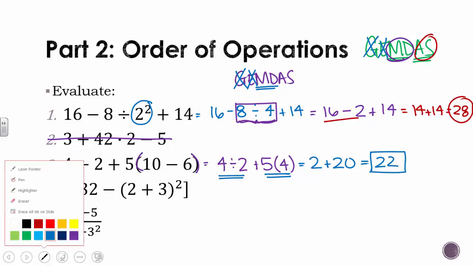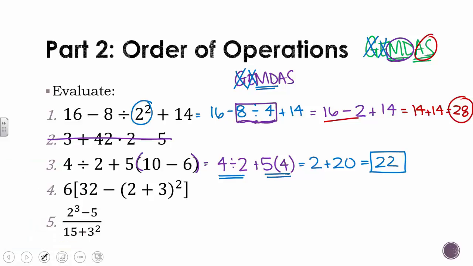Let's try number 4. So same thing, grouping symbols are first. And if I notice, I have grouping symbols here and then grouping symbols inside of there. So this definitely needs to be done first. So I'm going to do everything the same. But instead of that parenthesis, it's really just going to be 5 squared. And then before I do anything else, I have to simplify everything inside of those brackets.